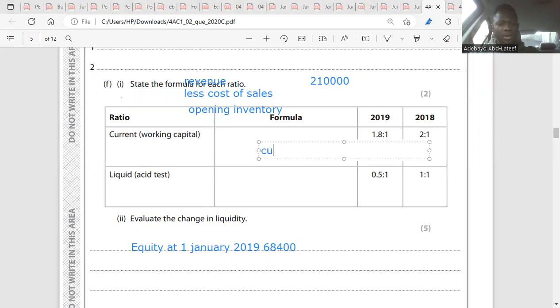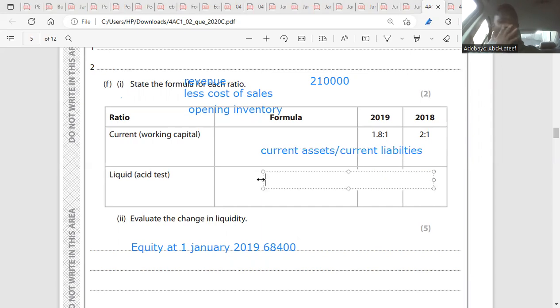It's current assets divided by current liabilities. That's current ratios. Is it clear?